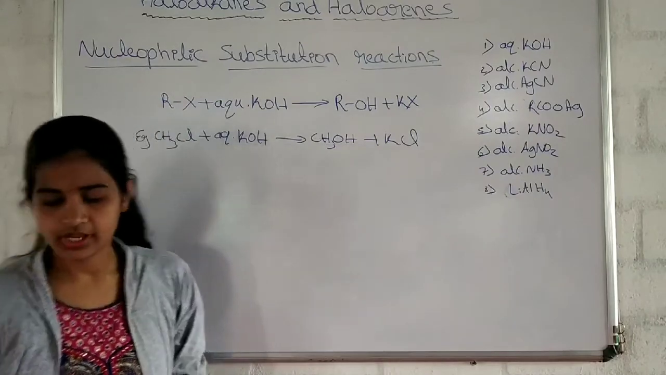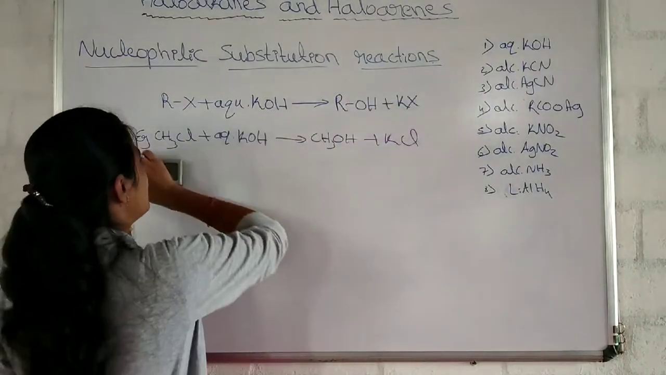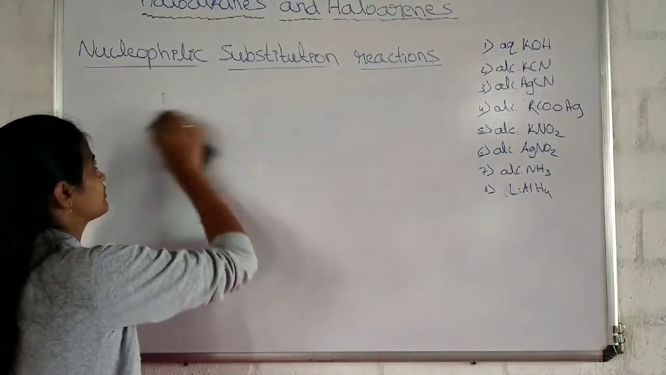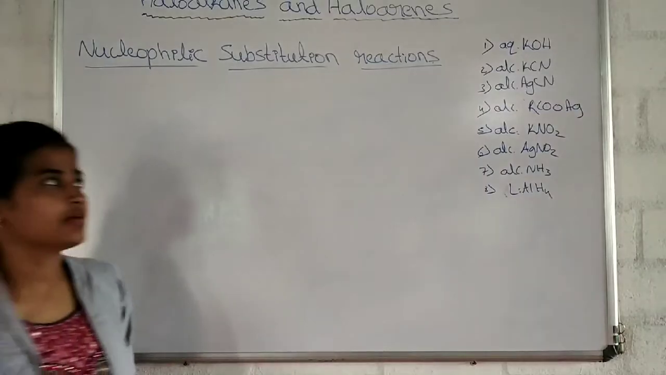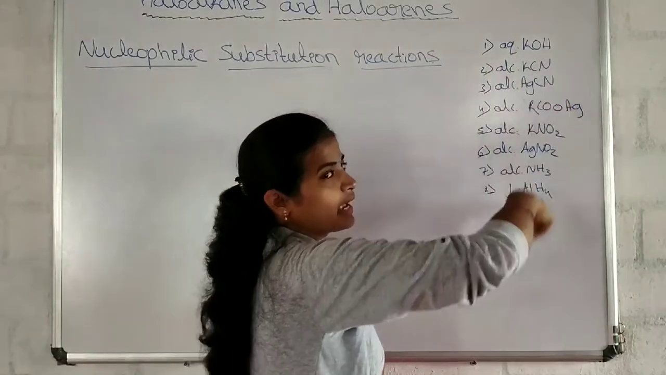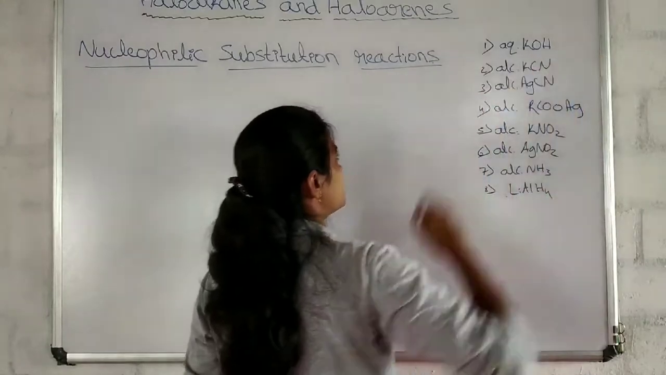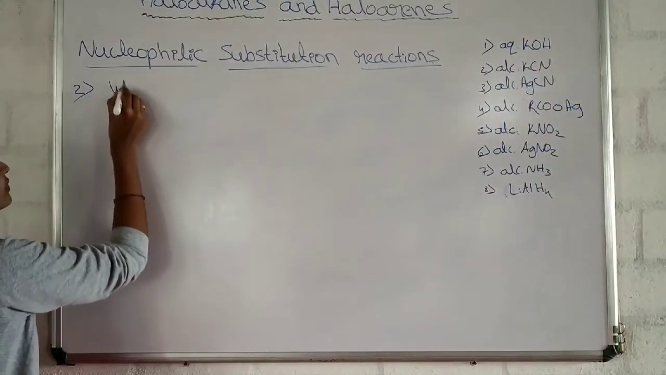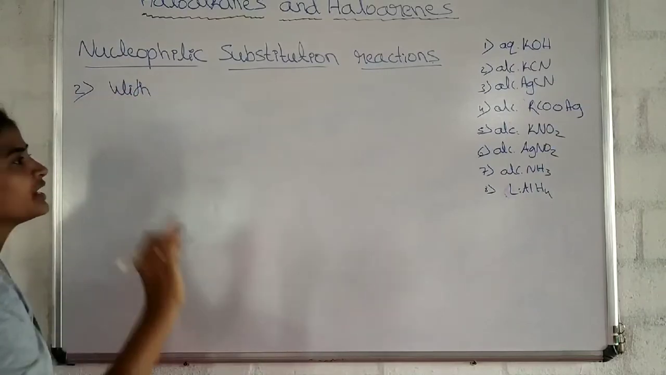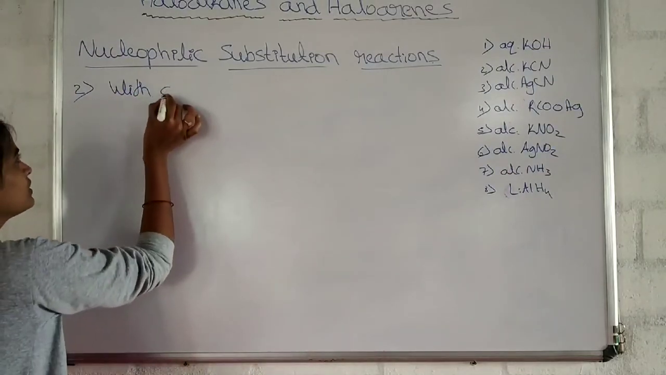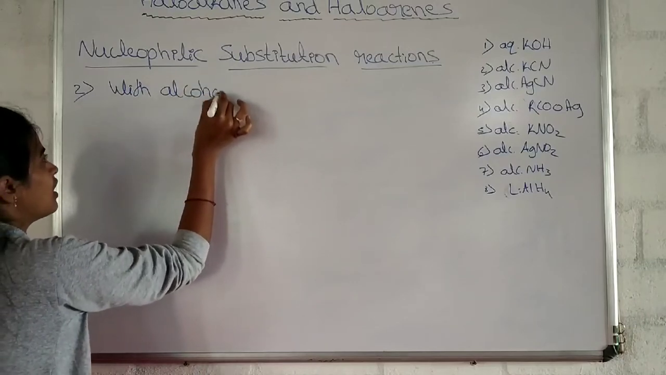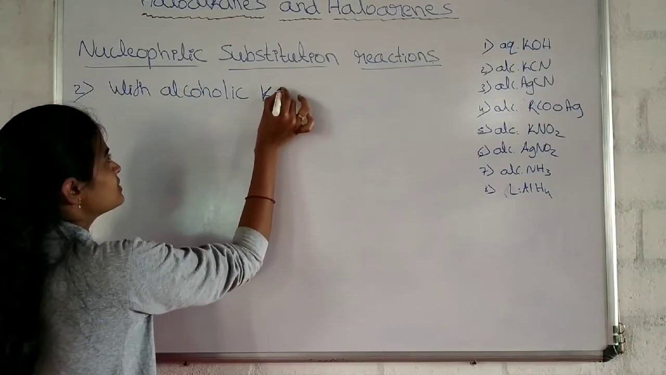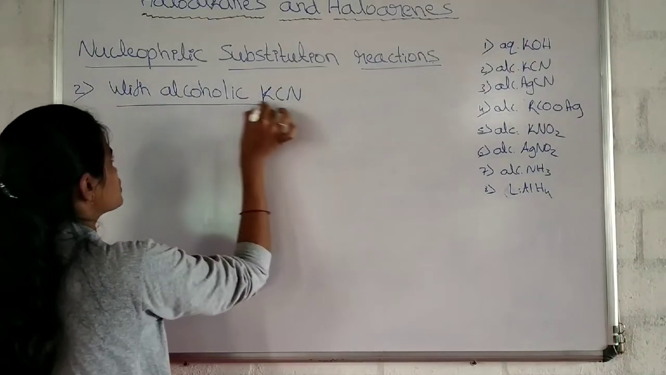So now we'll study by taking other reagents. We have studied this reaction and also the mechanism. Now the second one: reaction of alkyl halides with alcoholic potassium cyanide, KCN.